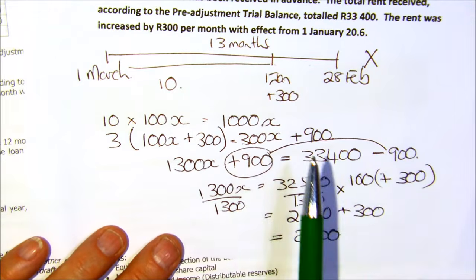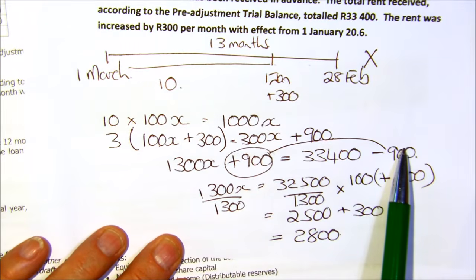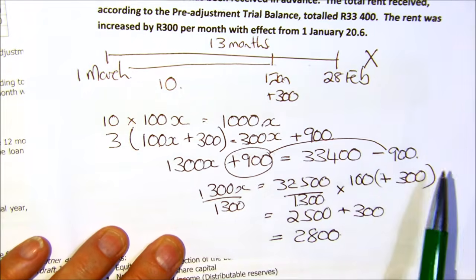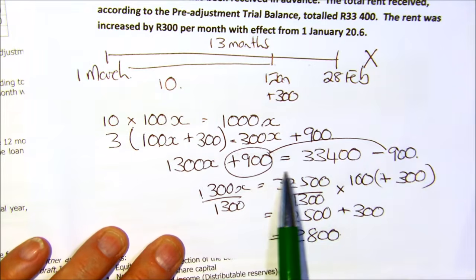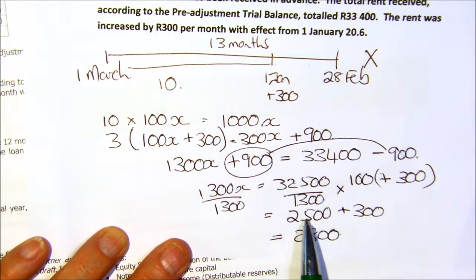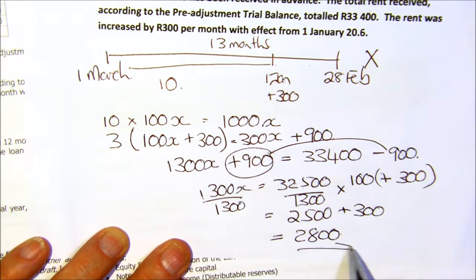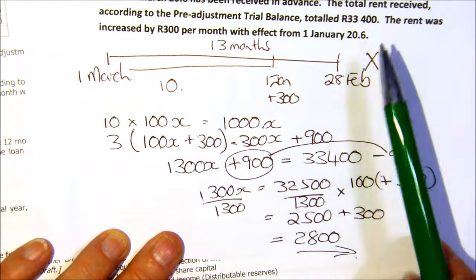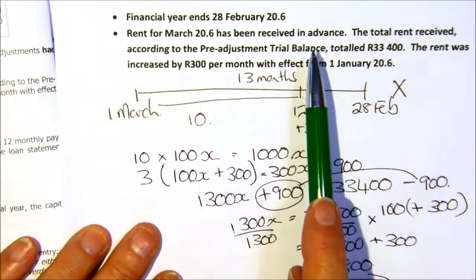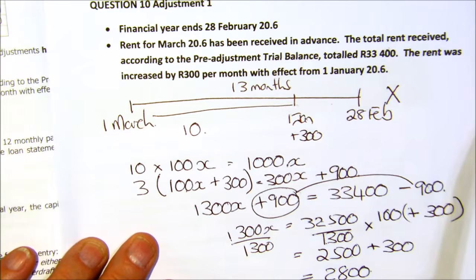So a little bit more complicated because there's 3 months extra, so you're going to take away the 3 months. So those 13 months are actually at 32,500, which comes to an amount of 2,500 per month. That was the old, and now there's been an increase of 300, so it comes to 2,800 Rand per month. Now in this case, this amount is being received in advance, so you will minus it from your rent and you will add it on to income received in advance.